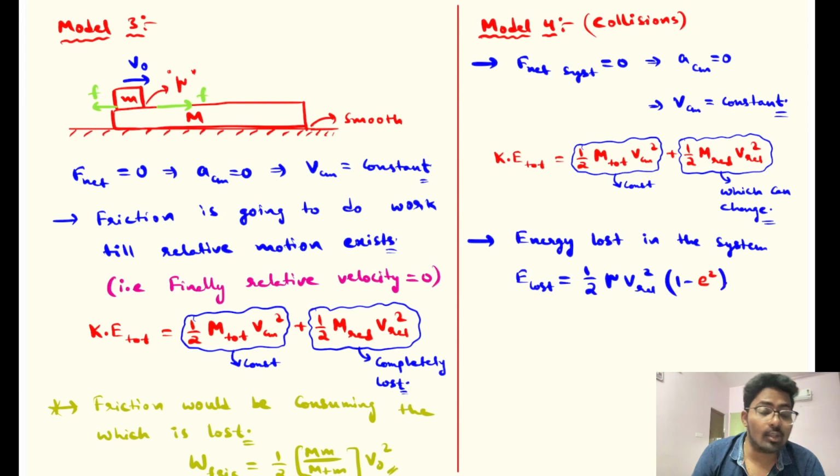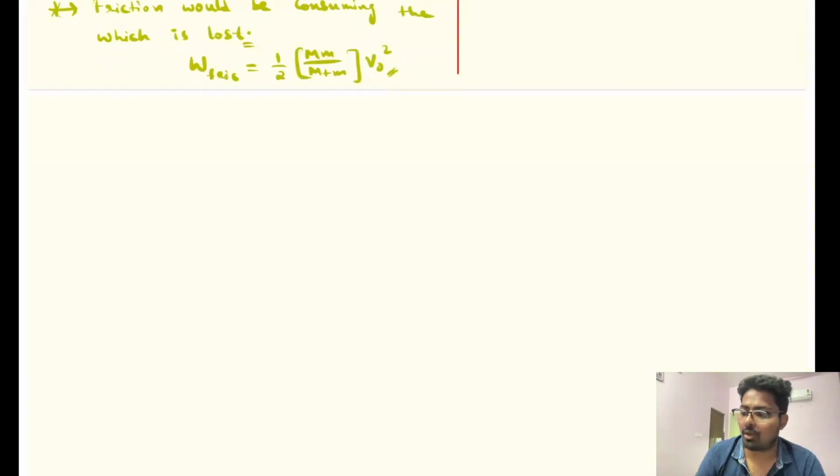So this e value is what? 1 for perfectly elastic. If you take 1 here, 1 minus 1 is 0, that means no loss of energy will be there. When it is perfectly inelastic, then e value would be 0, and the maximum amount of energy will be lost, which is nothing but half mu into v relative square, which you already know, right? So this is one more important concept which will be very helpful for you in solving questions from the collision chapter. Some of the problems can be easily solved by knowing this formula. So this is model 4. Okay sir, model 4 also we have understood.